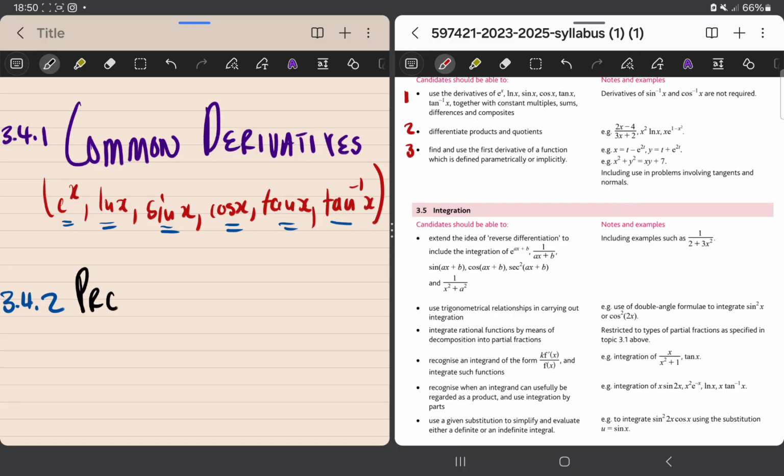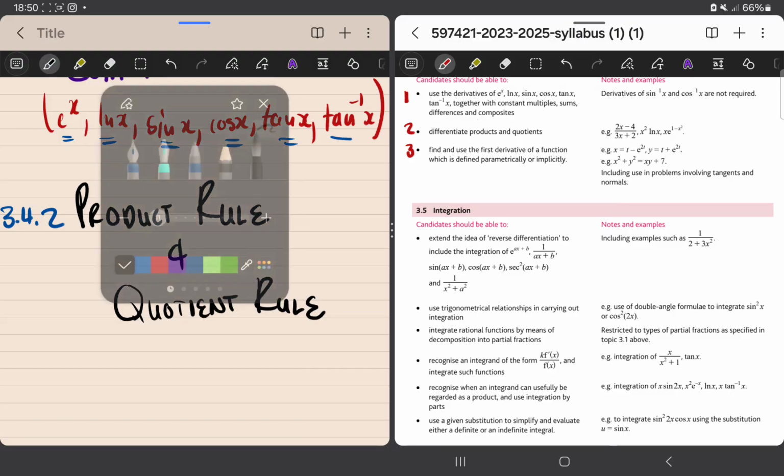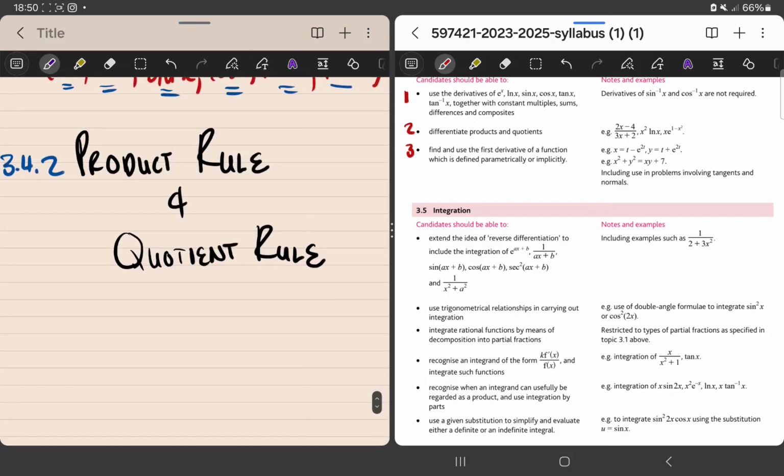So the part 2 is going to be 2 things. Product rule, okay, 2 more rules. Remember that differentiation actually has 4 rules. And here it's going to be product rule and quotient rule. 2 more rules, okay? Remember that the first 2 rules are the power rule and the chain rule. Now we have product rule and quotient rule. These are 2 more rules of differentiation, which you're going to have to know, and you're going to apply them. We'll talk about these examples.